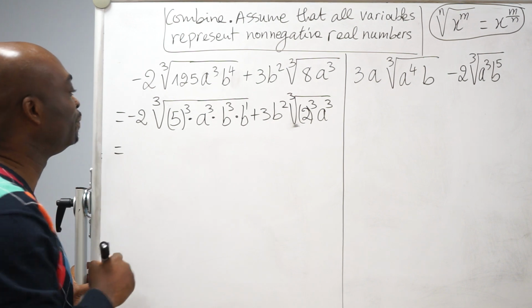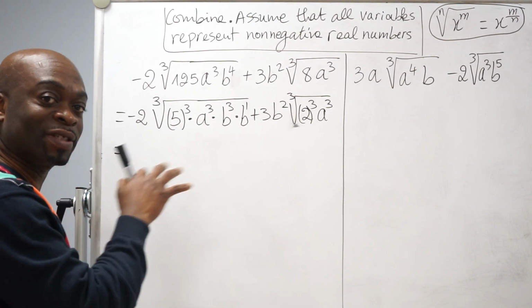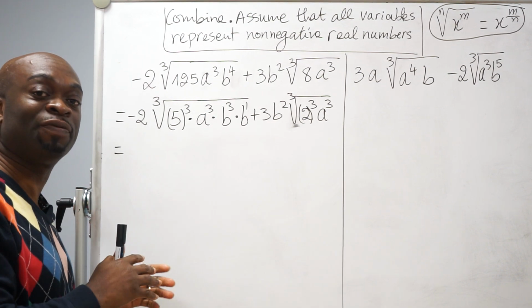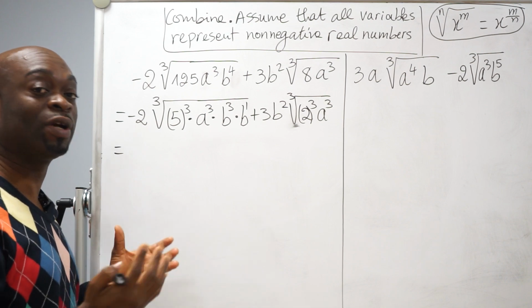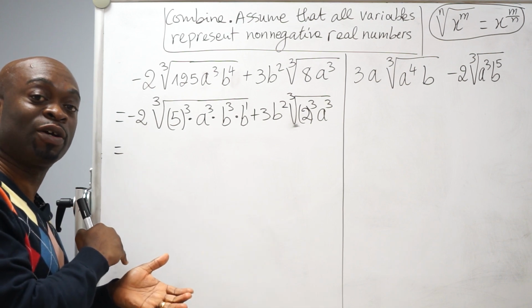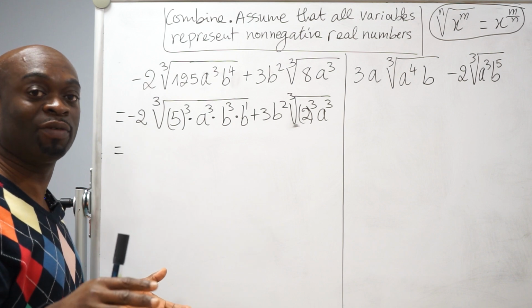So once we come back here, what's coming out and what's staying in? Because at the end of the day, when you simplify radicals, it's all about what you are breaking down: what is coming outside the radical and what is staying under the radical.